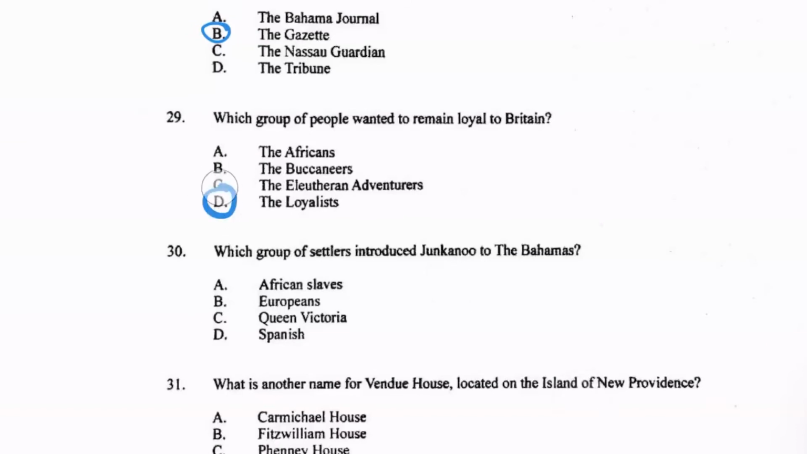So it's D. Number 30, which group of settlers introduced junkanoo to the Bahamas? Was it A, African slaves, Europeans, Queen Victoria, or the Spanish? Yes, it was African slaves.